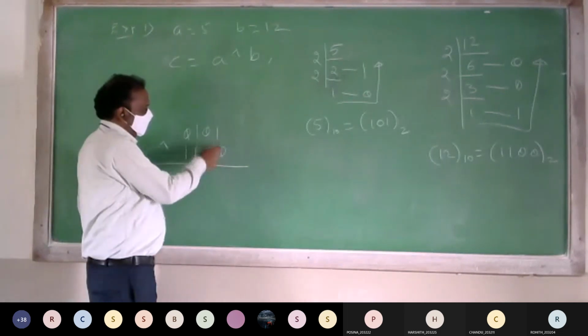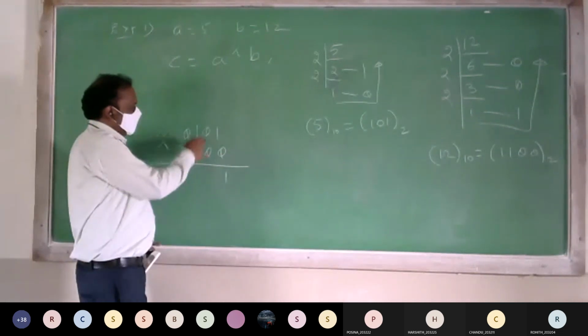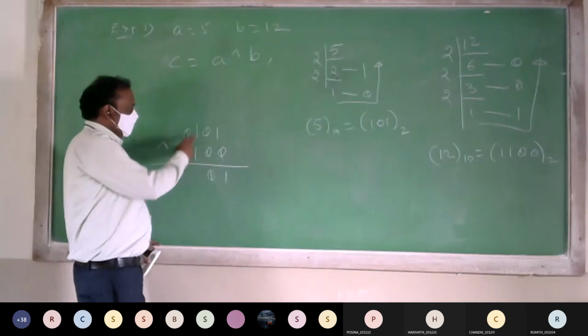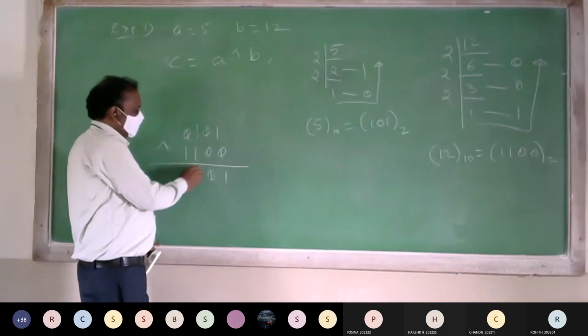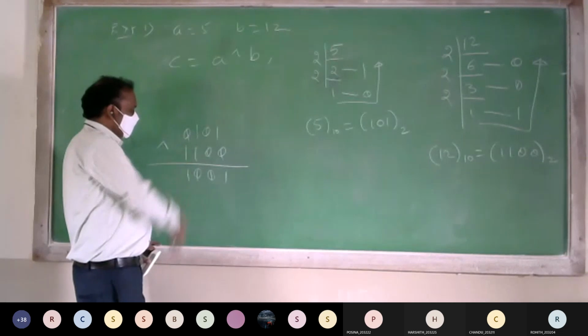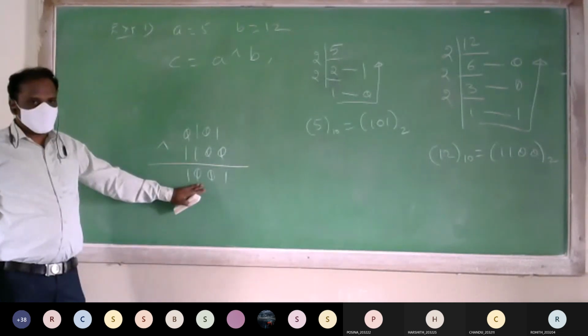Now 1 0, they are different. Different means 1. 0 0, same. Same means 0. 1 1, same means 0. 0 1, they are different. Different means 1. So this is the output in binary.